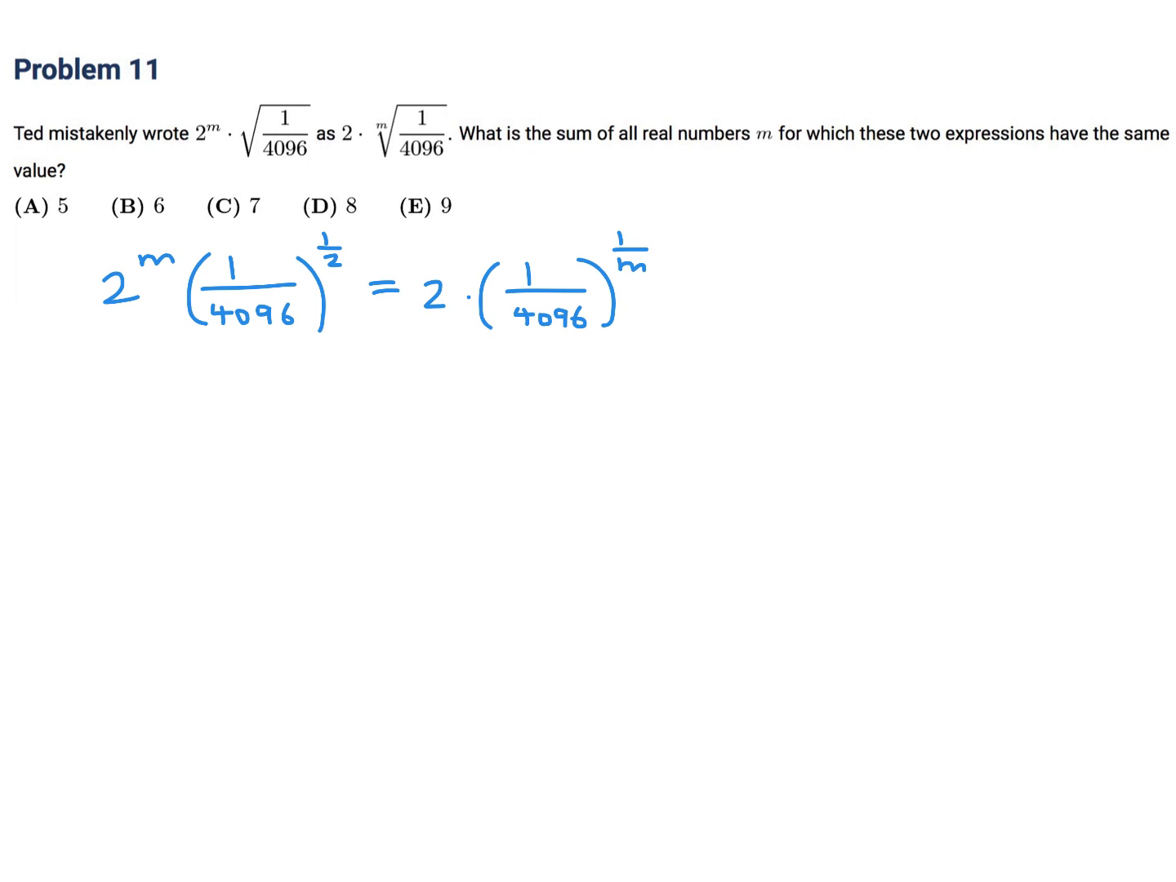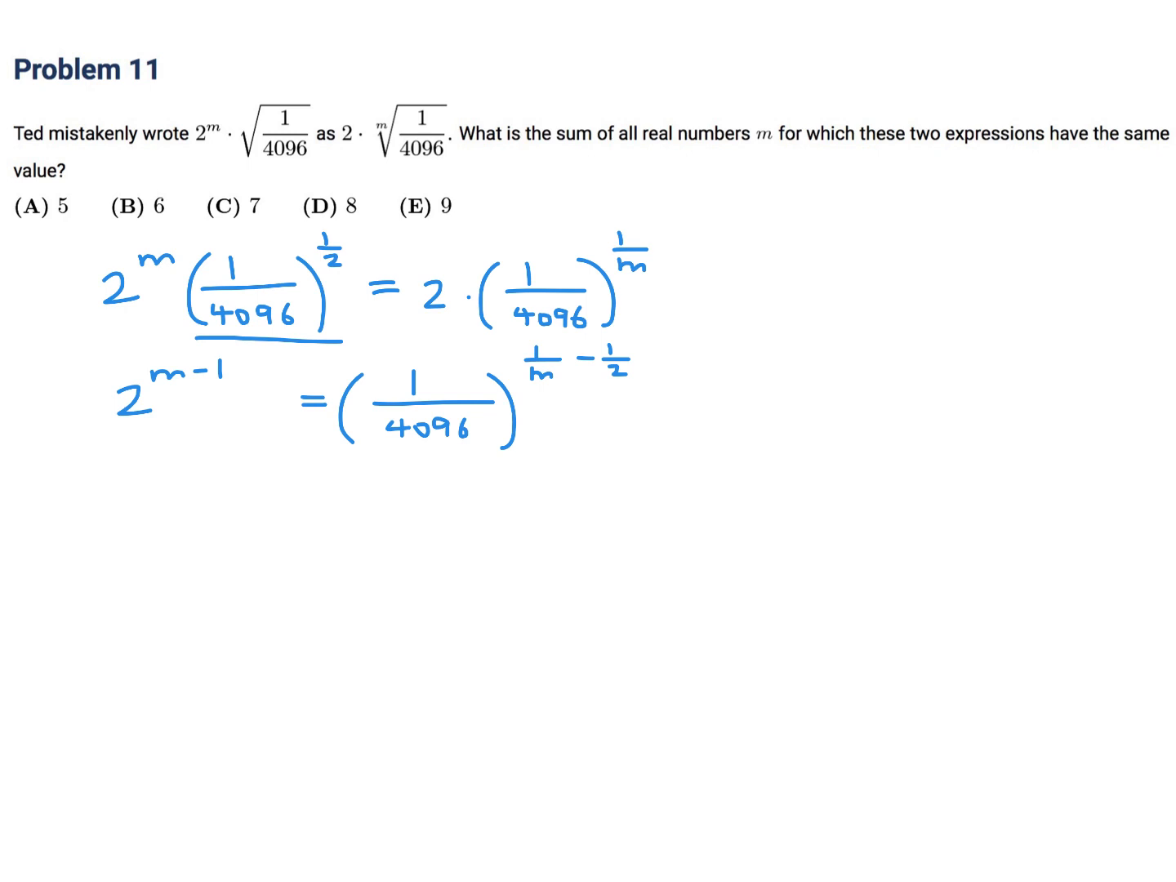Now the first thing we can do is combine these m's, divide both sides by 2, and when you do, you get 2 to the m minus 1. And then similarly, if you divide both sides by this expression, you would get 1 over 4096, and this would be to the power of 1 over m minus a half. So that's just based on exponent laws.